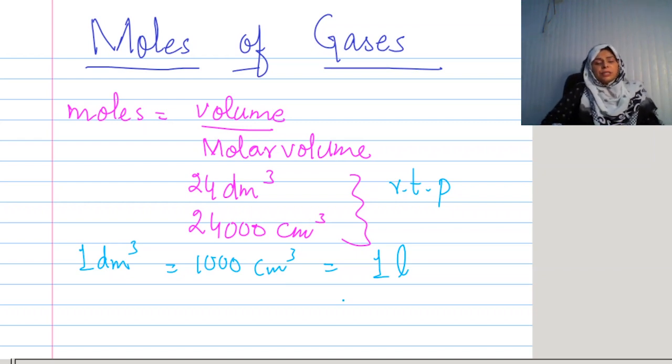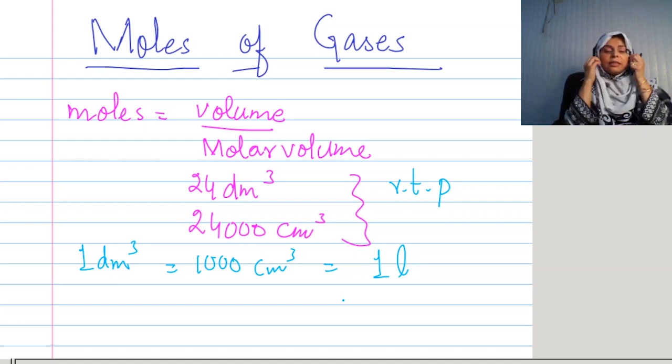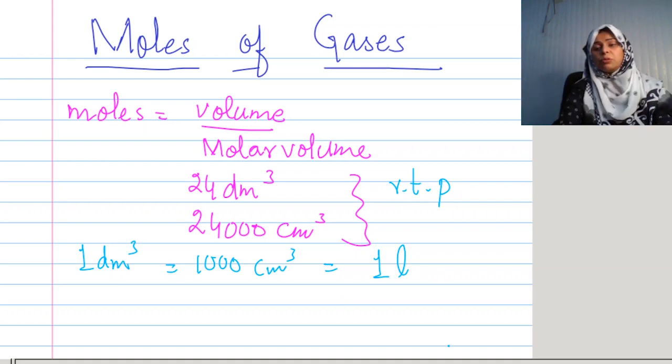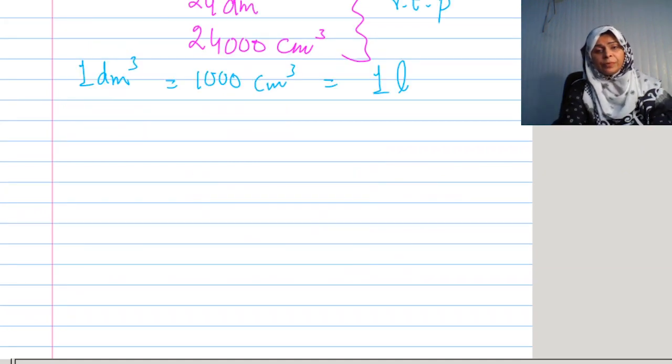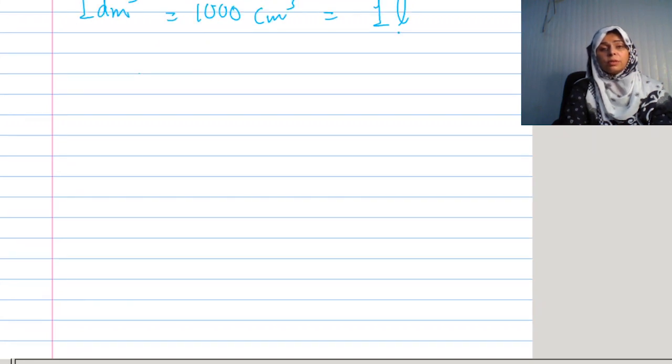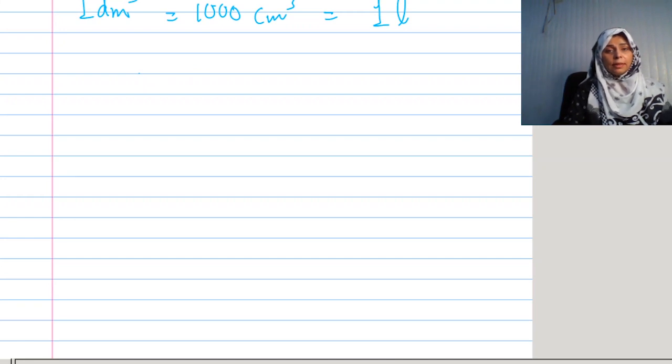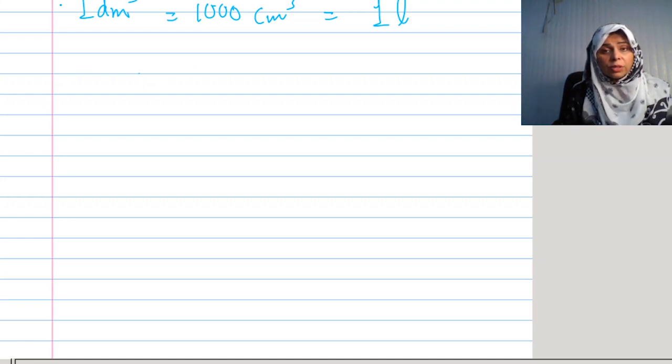So in order to calculate the moles of gases, we must know the volume of the gas, then we will divide it by the value of the molar volume, then we will get its moles. For example, very simple questions which I would like to give you. We will move from the simplest towards the stoichiometry questions, reaction-based questions.